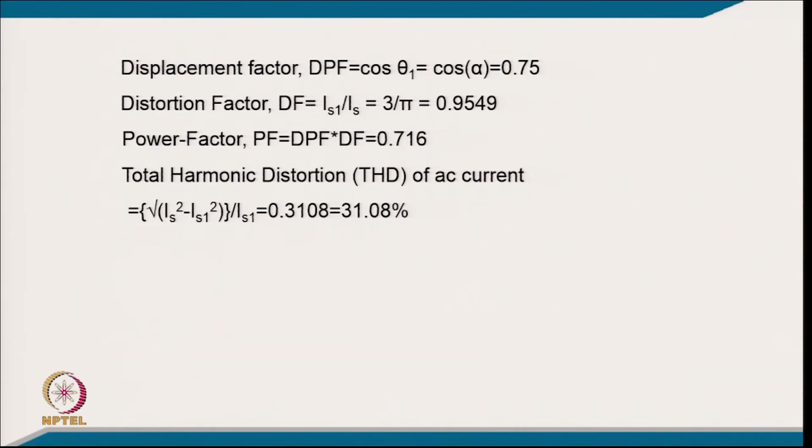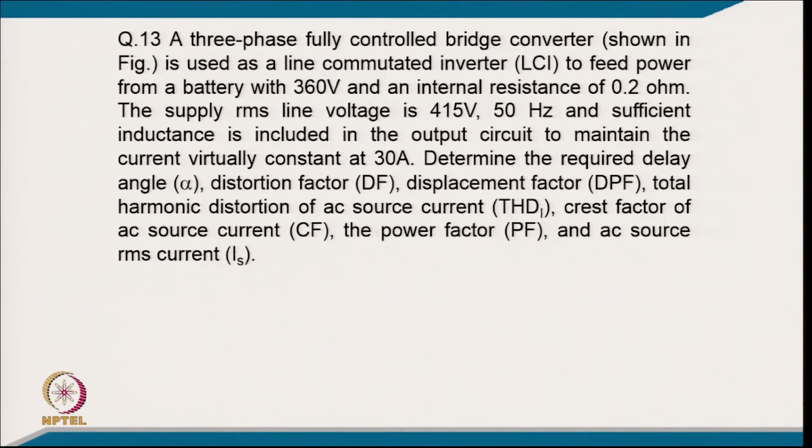The power factor will be the displacement factor into the distortion factor, so it comes to 0.716. The total harmonic distortion of the AC mains current will be the square root of IS square minus IS1 square, divided by IS1, so that is 0.3108, which comes to 31.08%.